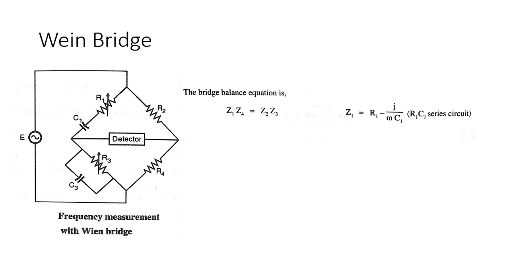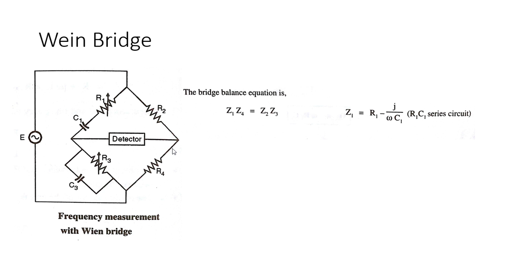Let's start with the Wein bridge. Till now we have completed DC bridges and some AC bridges, and the remaining AC bridges we have to complete in this lecture. This is the schematic for the Wein bridge. It is an AC bridge used for the measurement of frequency. We will see how to calculate frequency with the help of these components.